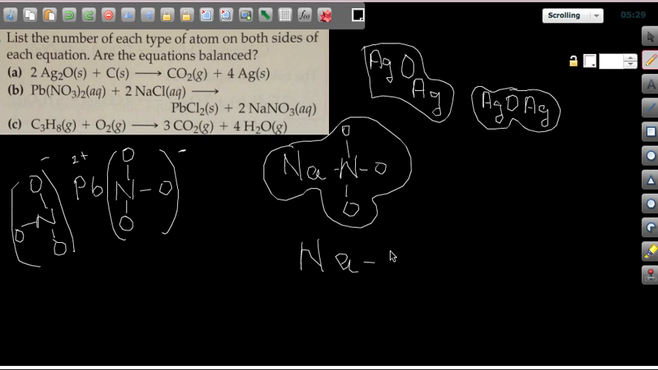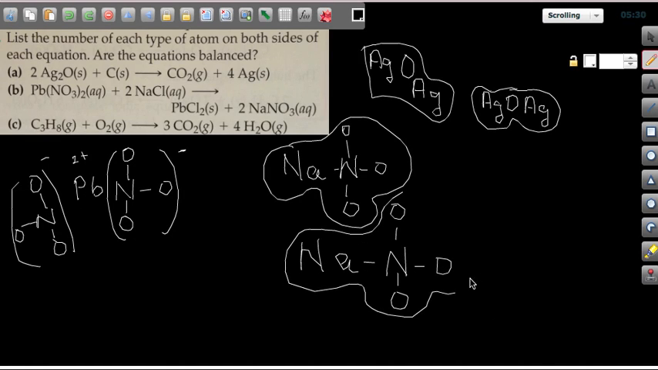and there is a nitrate, 1, 2, 3 oxygen makes a nitrate, and they both have 1 plus and 1 minus charge, and there's only 1 nitrate for 1 sodium. That's what 2 sodium nitrate is. So count the oxygen, 1, 2, 3, 4, 5, 6, which is the same as here. Count the nitrogen, 1, 2, and 1, 2.